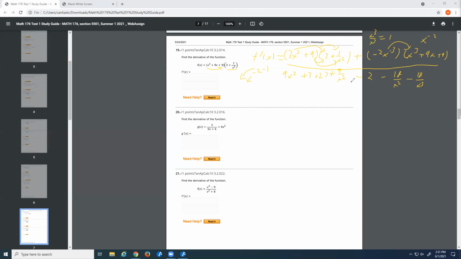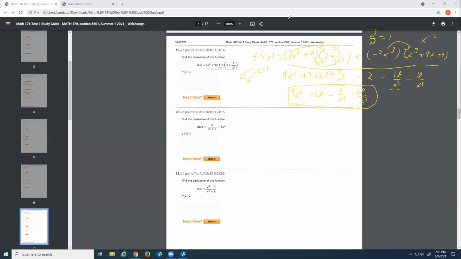All right, and then from here, we can go ahead and combine some like terms. So we'll have 9x squared, and then plus 3 plus 27, that's going to be 30, minus 2, that's 28, plus 28. And then here we have a plus 9 over x squared, minus 18 over x squared, so minus 9 over x squared, minus 18 over x cubed, like this. So yeah, as long as I've done that arithmetic correctly, that should be your answer for number 19.